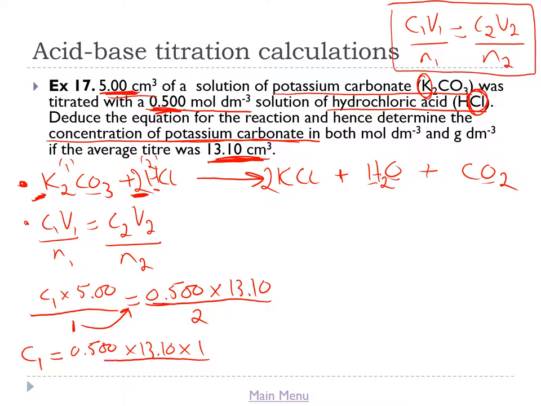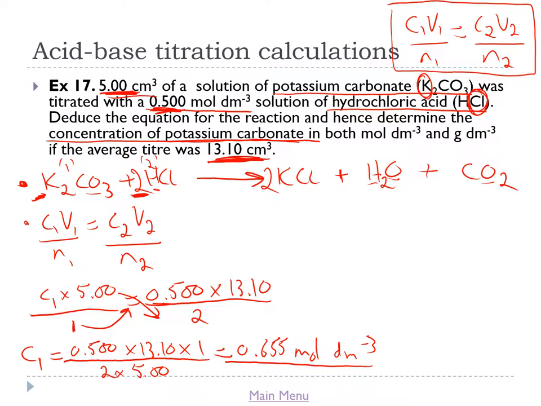We don't need to do that, but it's neater if we do. Divide it by 5, because the 5 goes down. So we're dividing it by 2 times 5. Okay. And if we do that, we come to an answer of 0.655 moles per decimeter cubed. So that is our molar concentration.